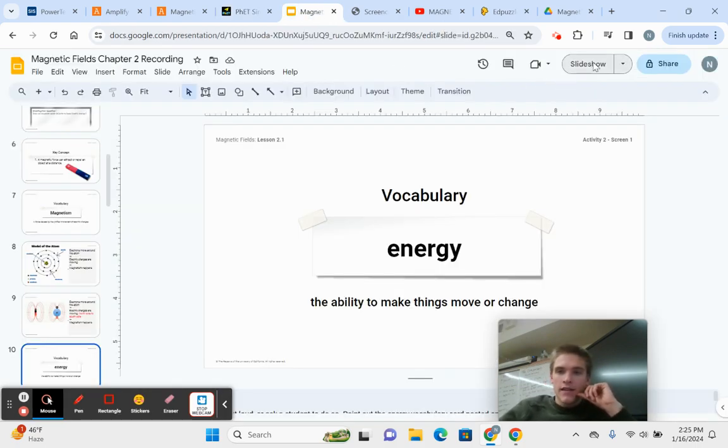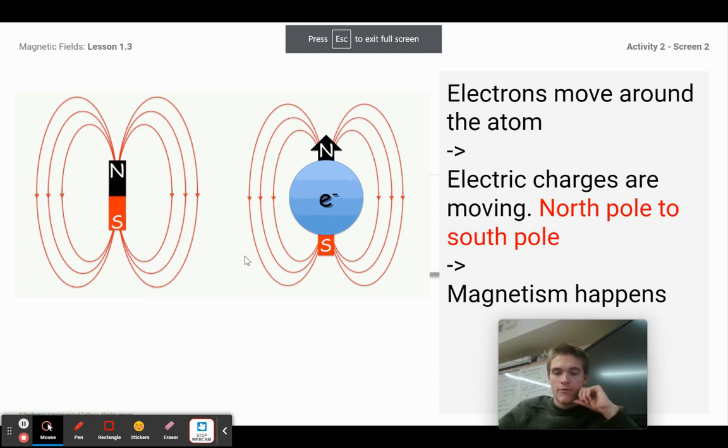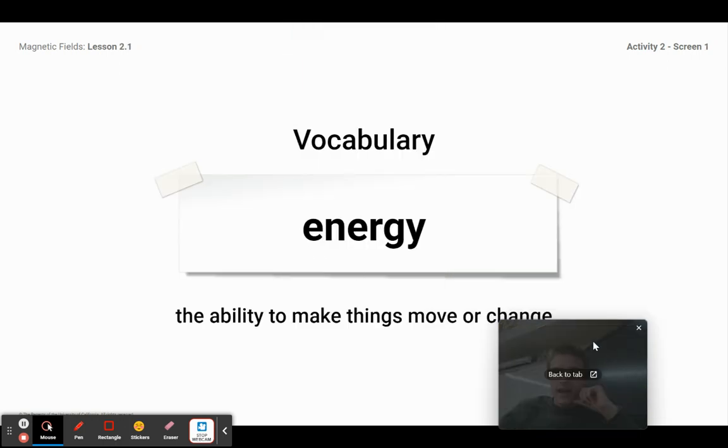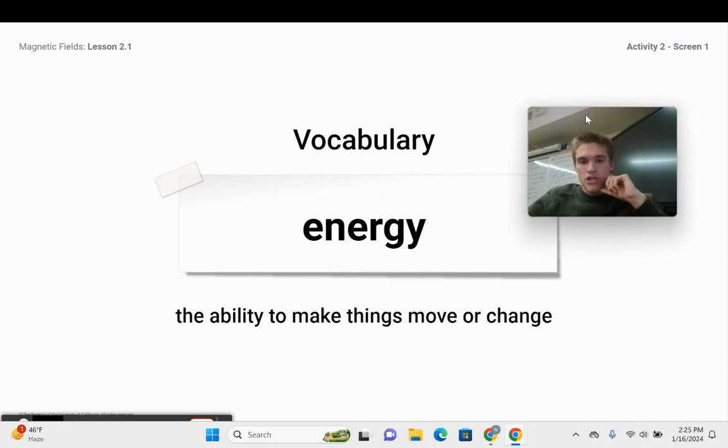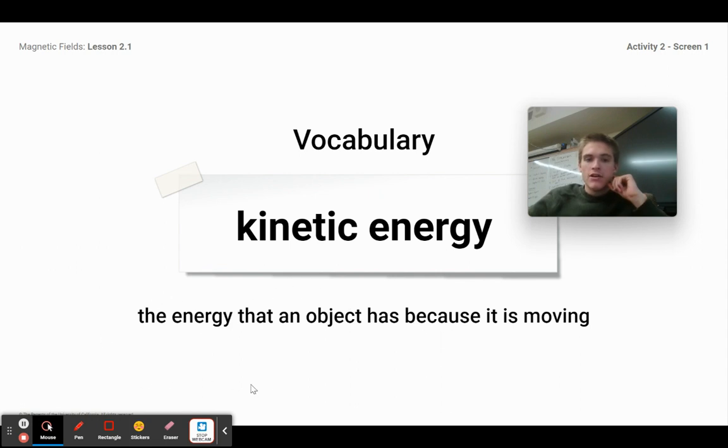When the electrons are moving in a unified direction, it causes energy to happen. Energy is the ability to make things move or to change. Kinetic energy is the energy that an object has because it is moving. So the magnetic field and the spinning electrons moving around the magnet can cause magnetism to happen, which can attract or repel objects. When an object is attracted to a magnet or repelled from a magnet, it has kinetic energy.